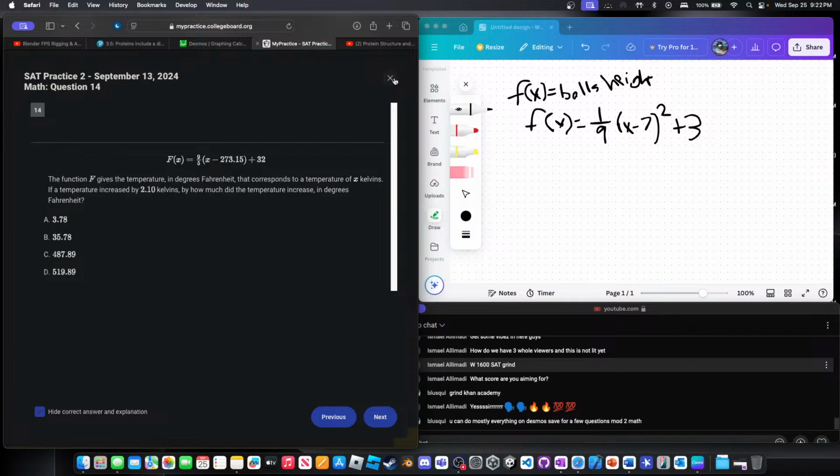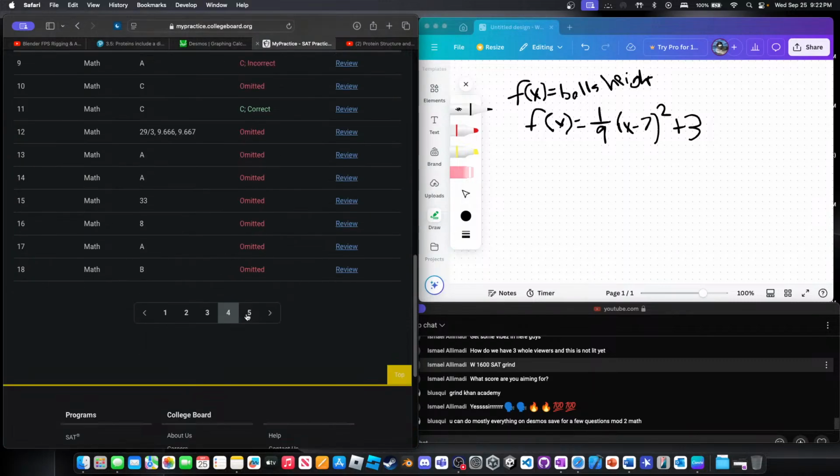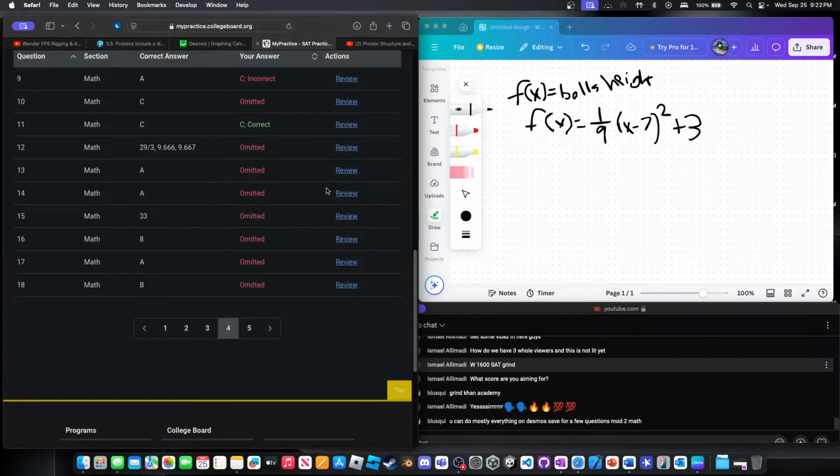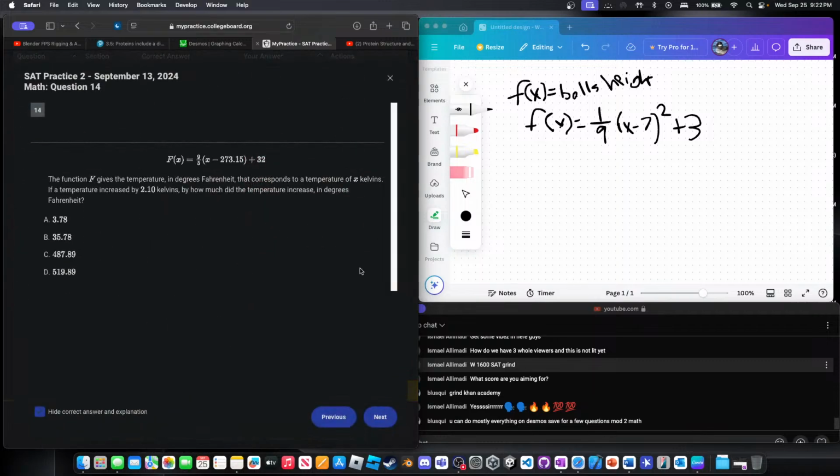Okay, let's see. This is question 14. I don't think I'll be able to finish all this. Let's do one last one before I head out. Let's see if we can do this one on Desmos as well.